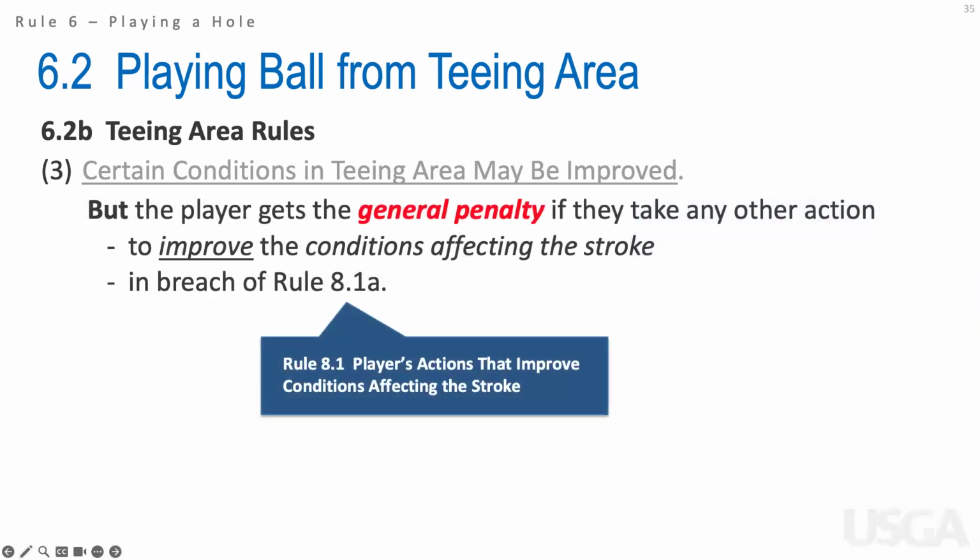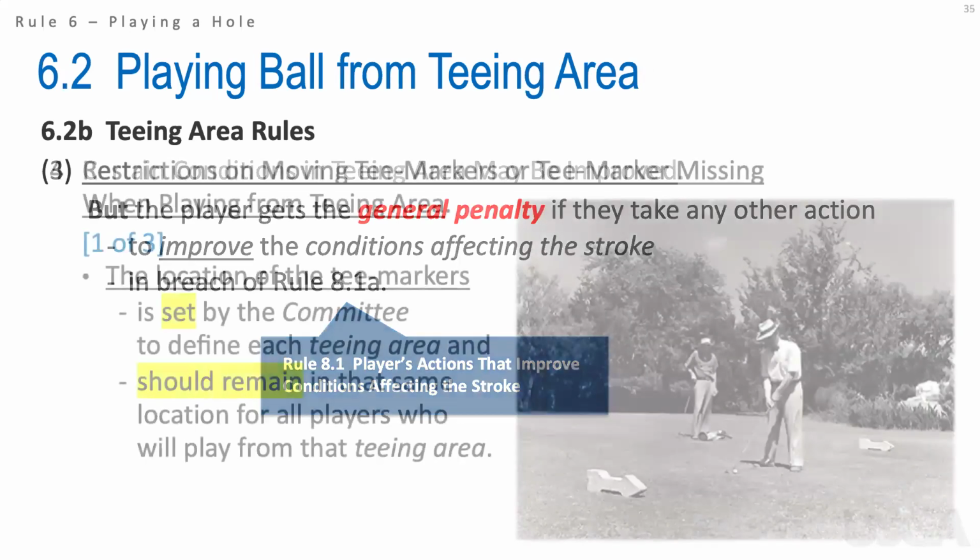But if you do something else, like say you break a branch and that tree is not growing within the teeing area, and very rarely are you ever going to see a tree growing in the teeing area, so if you break a branch to improve your line of play, or if you move a tee marker, you will get the general penalty. In stroke play, it'll be 2 strokes, and in match play it will be loss of hole for improving these conditions.